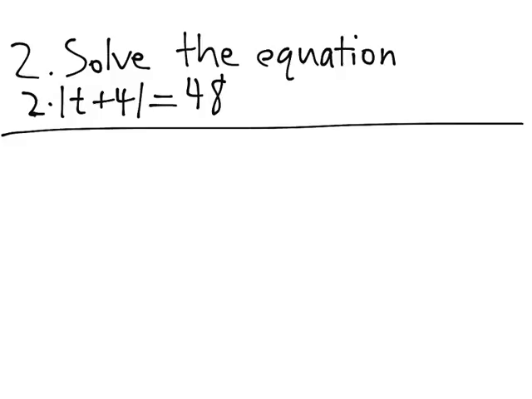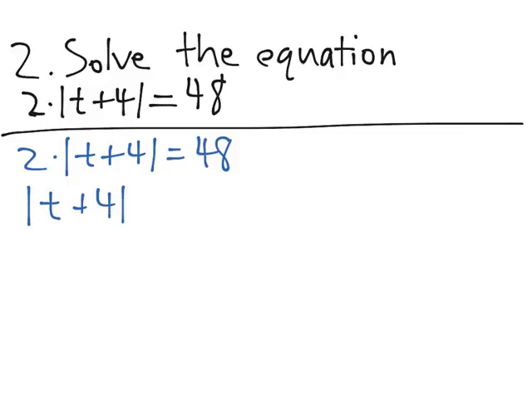Problem 2. Solve the equation 2 times absolute value of t plus 4 is equal to 48. First, let's simplify this equation. We want to be able to split this into two equations, but before we do that, we want to simplify it. So we can divide both sides by 2 and eliminate the factor of 2 on the left side. So absolute value of t plus 4 is equal to 48 over 2, which is equal to 24. Now this equation is easy to deal with.